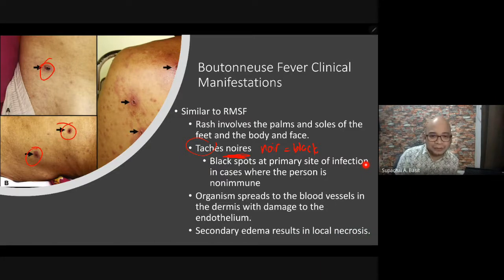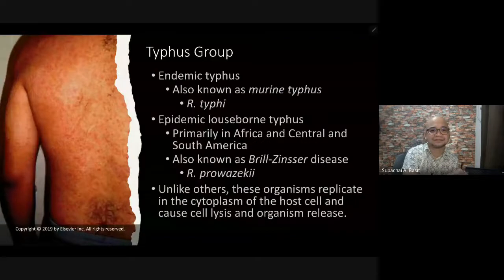Organisms spread to the blood vessels in the dermis with damage to the endothelium. So secondary edema may result in local necrosis. Okay, so that's the characteristic of the Boutonneuse fever.